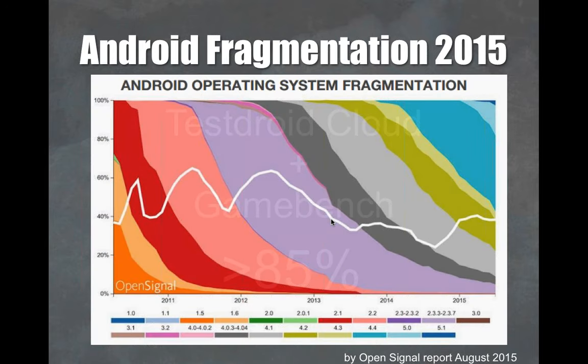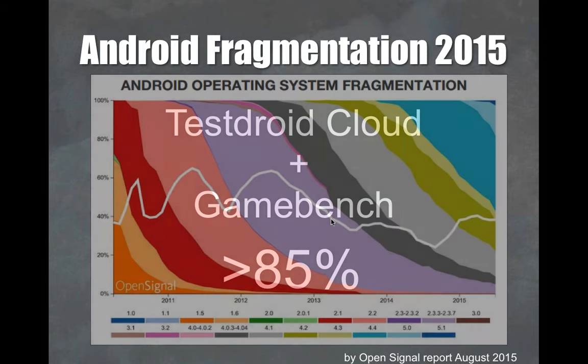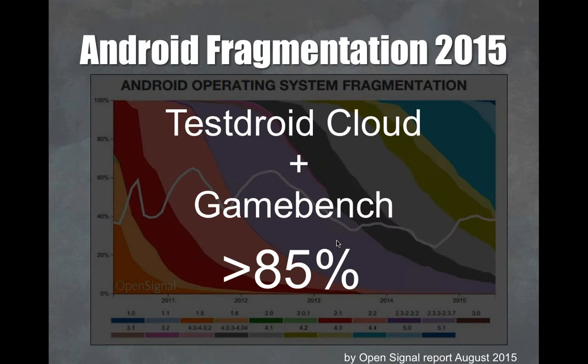When you look at it operating system wise, there's similar fragmentation going on. Of course, the latest ones are getting updated pretty quickly. When Google introduces new versions, many users update. But even with Testdroid Cloud and GameBench combined, it's 85% of volumes that we can promise you have access to. So it's significant. If you're building a game and want to target as wide an audience as possible, there's really good value here with Testdroid Cloud and GameBench together.